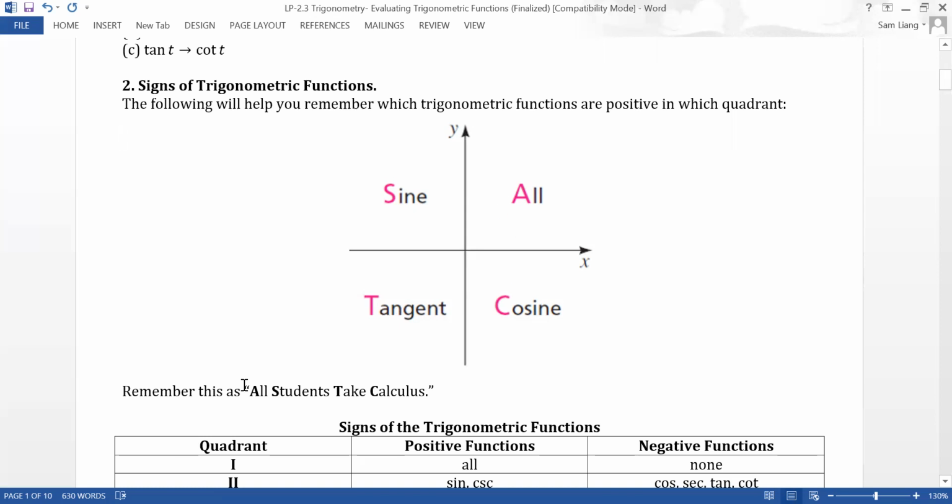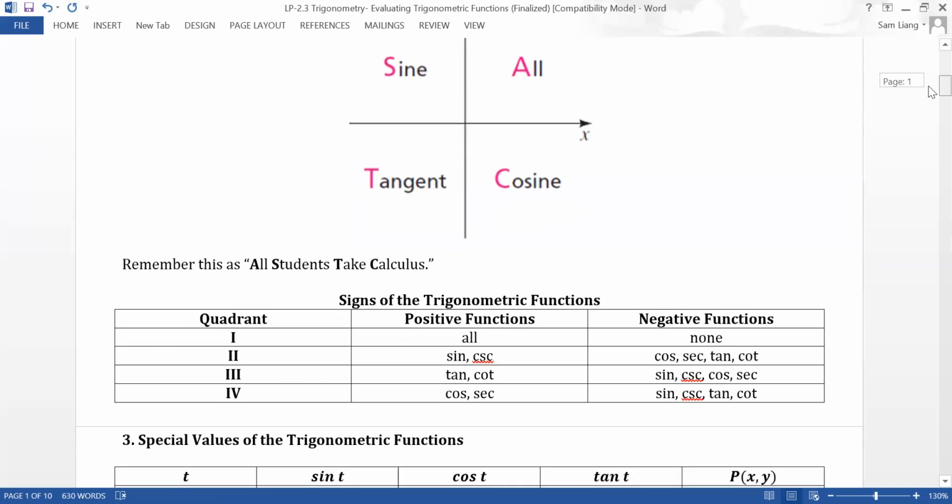Okay. So the mnemonic that's simply given for this is all students take calculus. So all the functions are positive here. Here it's sine and cosecant. Here it's tangent and cotangent, therefore. And then last we have cosine and secant. As another mnemonic, a previous student of mine, Shake, shout out to you if you are watching this, gave the mnemonic of at STI, they cheat. Up to you which one you want to use. But yeah, all students take calculus or at STI, they cheat. Whatever helps you remember.